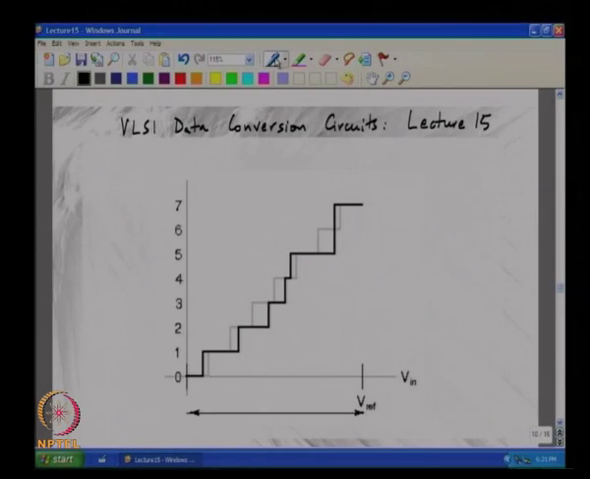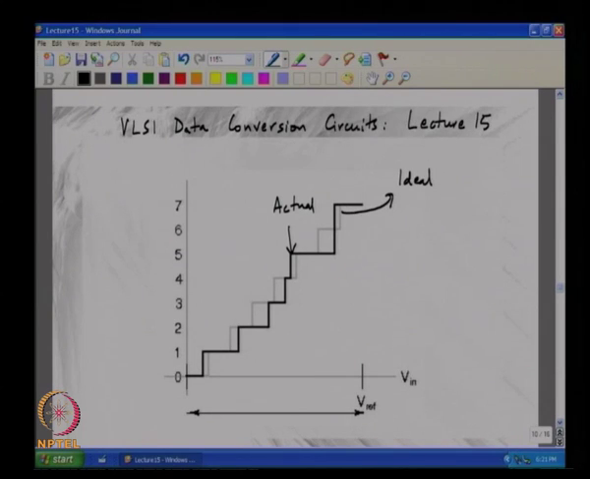In the last class we were looking at one of the major non-idealities of a quantizer that you are likely to get when you actually implement one, and that is non-uniform step size. A case in point being a characteristic as shown in black here. The gray line is the ideal staircase type characteristic that you would like to get, but the black one is the one that you actually get.